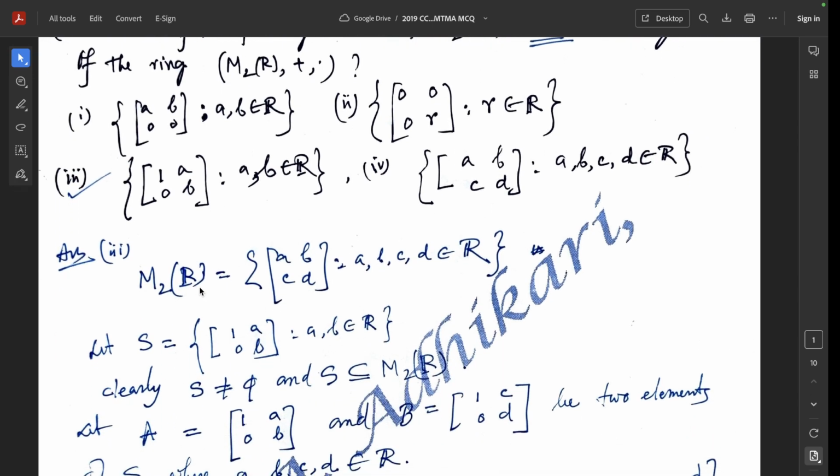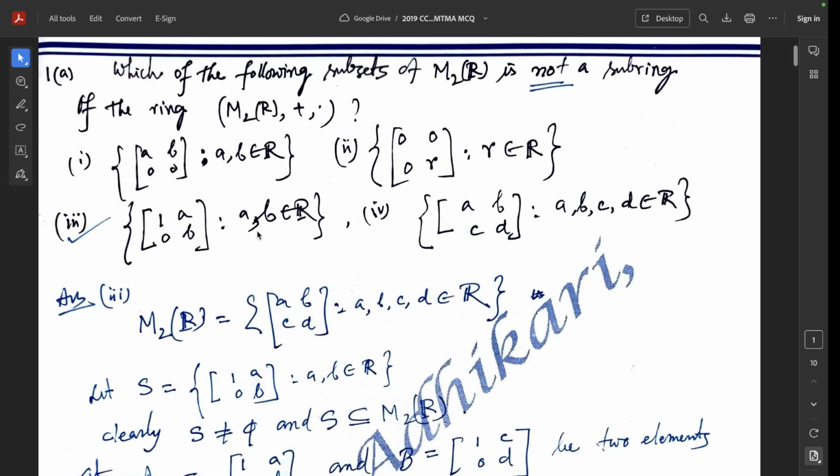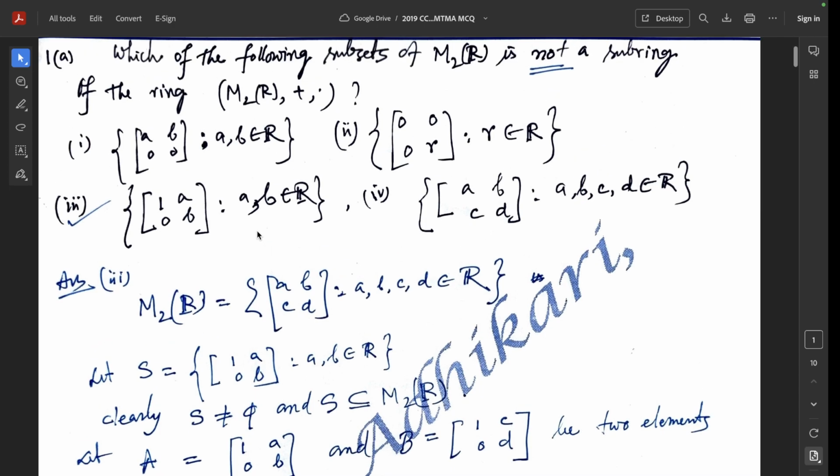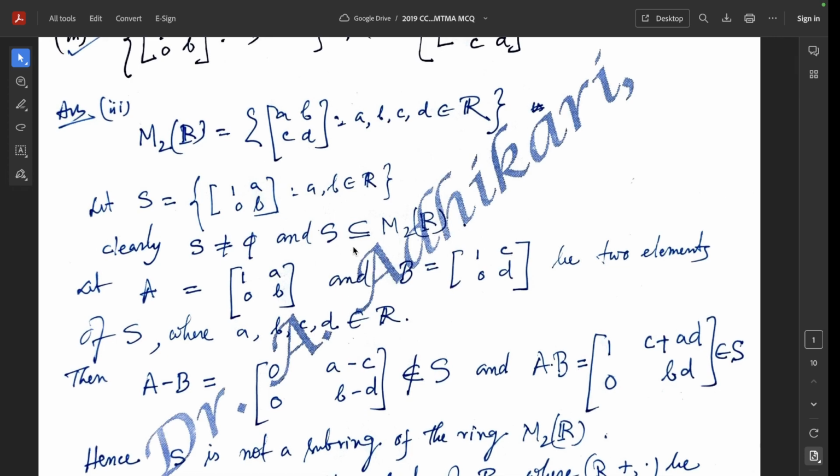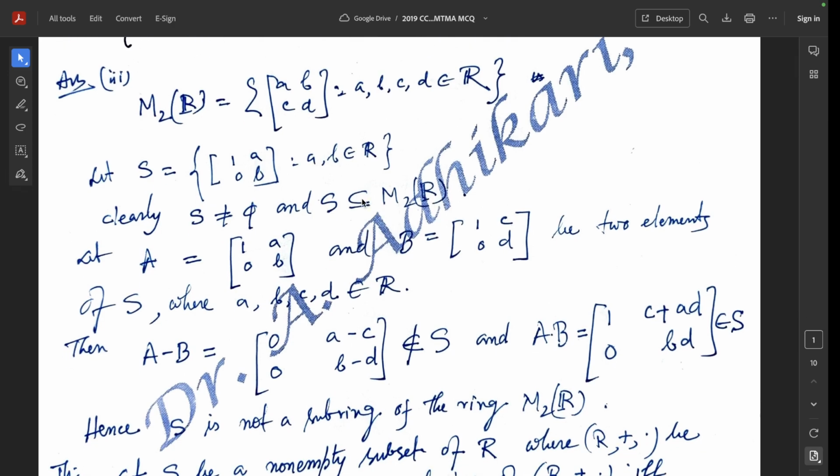Here, M2(R) is the set of all 2 by 2 real matrices, and let S be the set of all 2 by 2 matrices of the form [1 a; 0 b], where a, b belong to the set of real numbers R. Clearly, S is not empty, and if we put a = 0, b = 0, then [1 0; 0 0] also belongs to S, and S is a subset of M2(R).